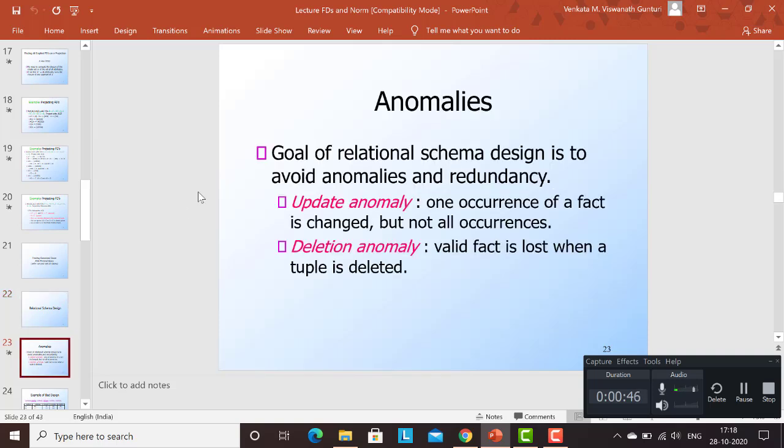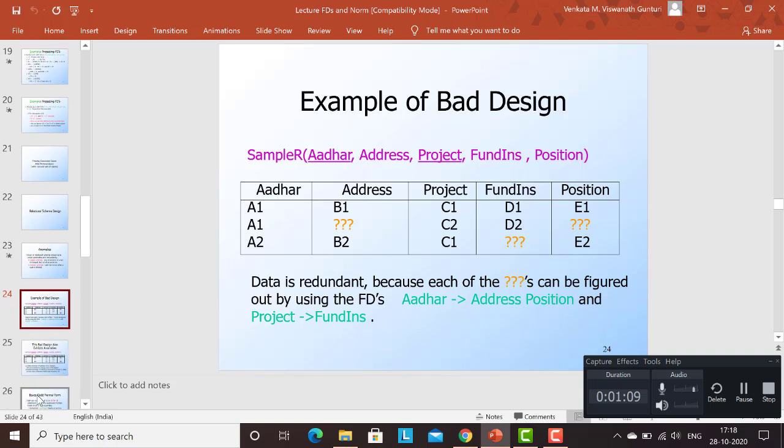Why do you even want to decompose a schema, or what is the goal of a good relational schema design? One of the things which is of prime importance is that we want to avoid the anomalies and we want to have minimum data redundancy as possible. So let's take an example to see what that means here.